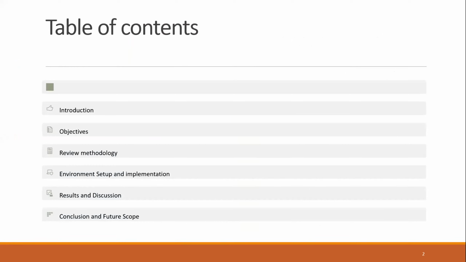One is the introduction, the objectives, the review methodology, and the details about the environment setup and implementation. We'll also talk about the key part of this paper, that is results and discussion. And we'll talk about the conclusion and the future scope.